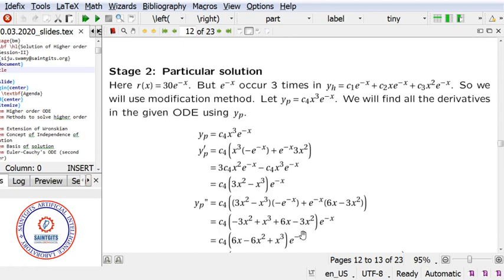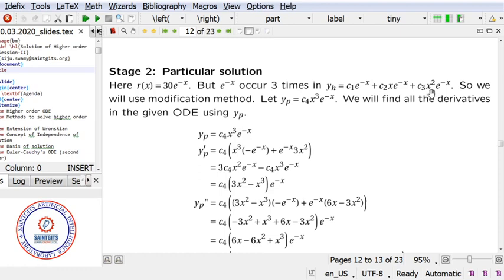As a second stage, we are going to find the particular solution. To find it, we think about the right hand side function r of x. Here r of x is an exponential function, 30 into e raised to minus x. But see here, e raised to minus x is the functional part. This e raised to minus x repeats 3 times in the homogeneous solution: c1 e raised to minus x first time, c2 x e raised to minus x second time, c3 x square e raised to minus x third time, and therefore we have to use a modification method.